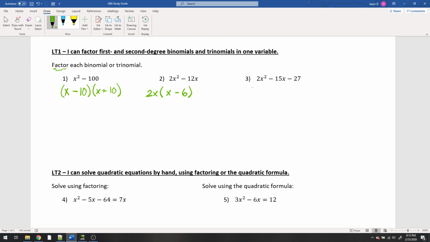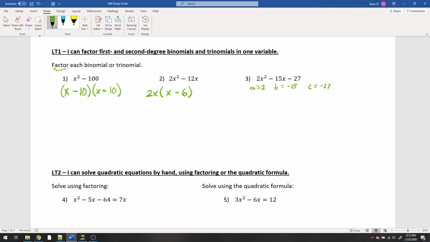I'm just going to go ahead and instantly write down that A is equal to 2. B is equal to negative 15. And C is equal to negative 27. This is the A, B, and C that we're going to use for our big factoring process. And it looks like this.